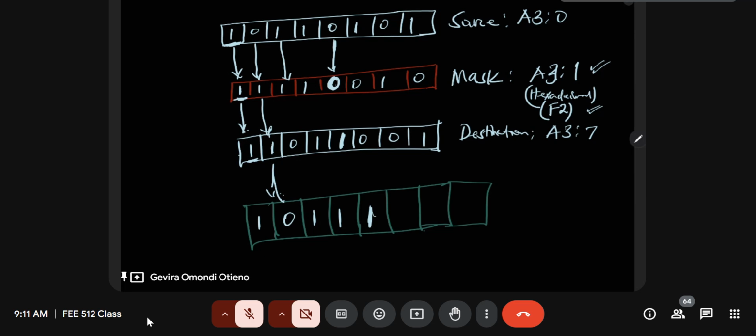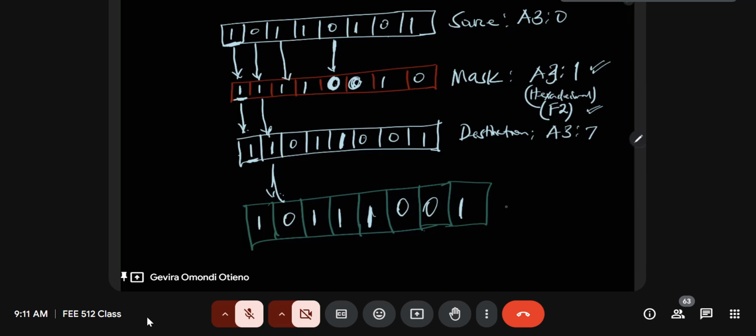We have a 1 here and we have a 0. A 0 already means we are not moving anything. So whatever was at the destination is retained. Then 0, 1. That allows us to do the transfer. Here, 0, 1, 0. That means we block the 1. So whatever was at the destination is what is retained.